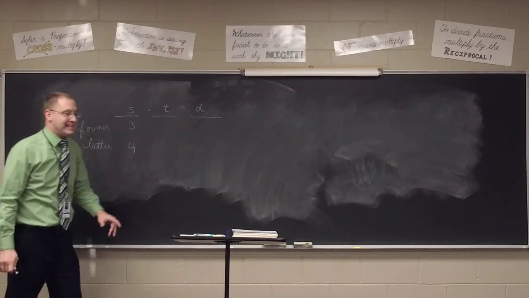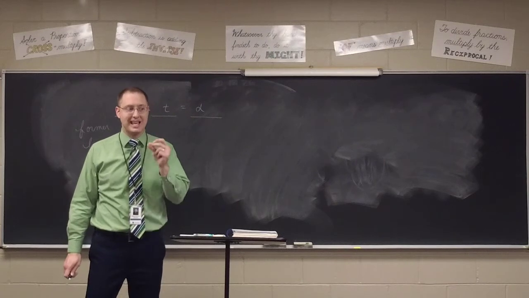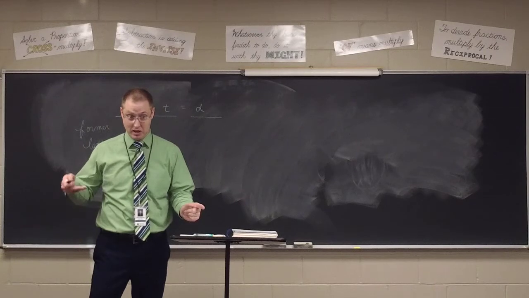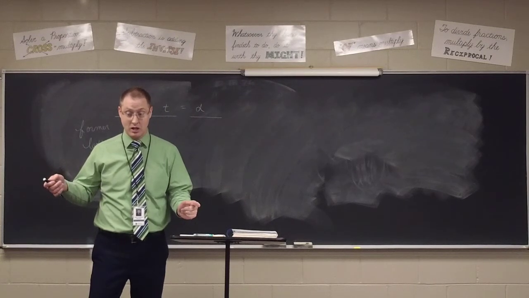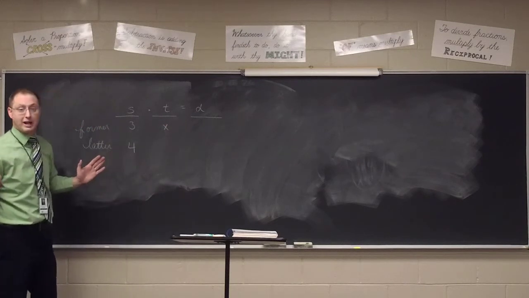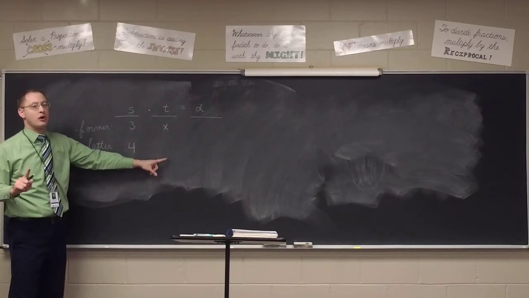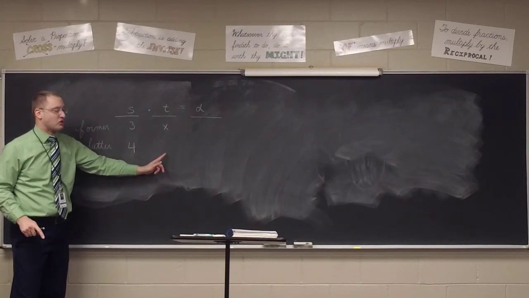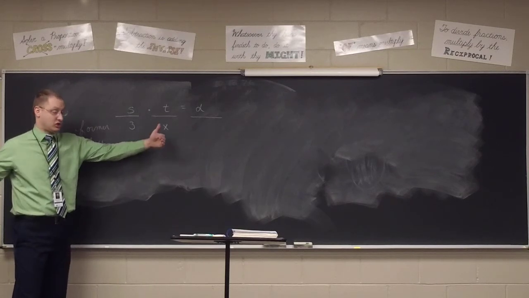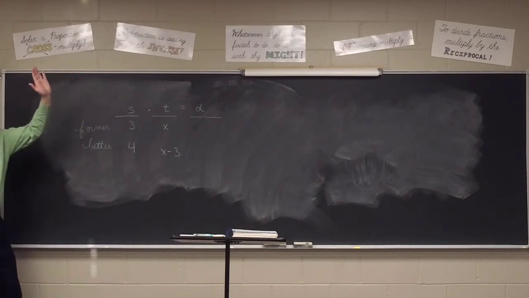All we know is that the latter is delayed 3 hours. What does that tell us about the time each travels? Anyone? Good. The former just starts out. How long does he walk or she walk? We don't know. x. But the other person doesn't even start till 3 hours later. So the other person apparently walks 3 fewer hours. Make sense? Assuming that they just keep walking until they meet up. So x minus 3.